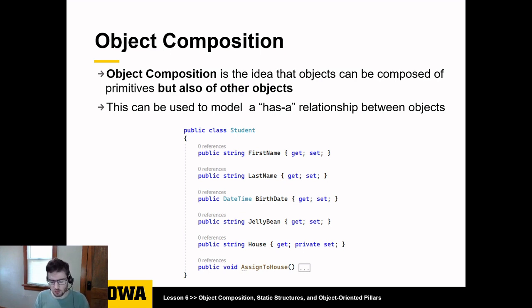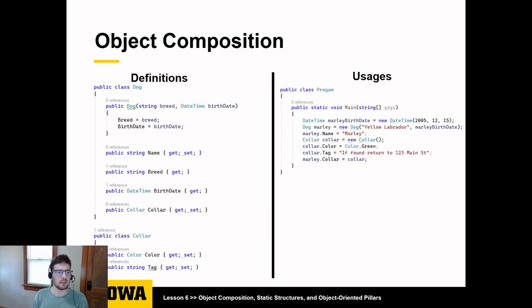Okay, and so another view of this is we can say that object composition is used to model a has-a relationship between objects. So a student has a birth date, a calculator has a list of buttons, right? A phone has a lock screen, right? So it's this has-a relationship we're getting at with object composition.